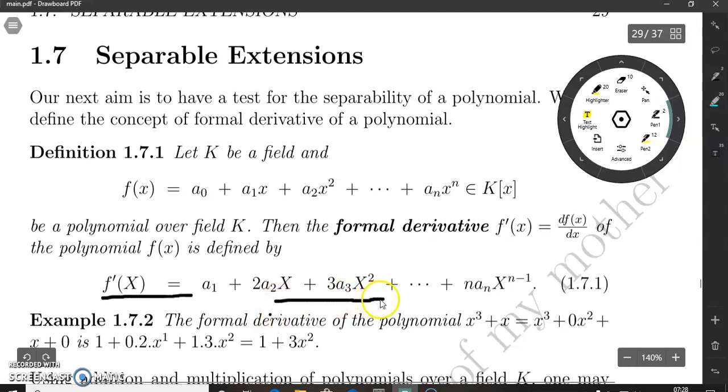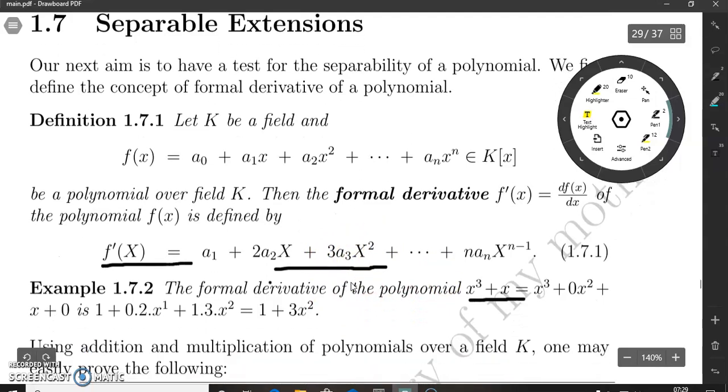For example, if you consider the polynomial x cube plus x, then it can be expressed as x cube plus 0x square plus 1x plus 0, and so its derivative will be, by this definition, 1 plus 0 into 2x power 1 plus 3 into 1x square, meaning 1 plus 3x. Just differentiate this polynomial with respect to x. The derivative of a polynomial is called the formal derivative.